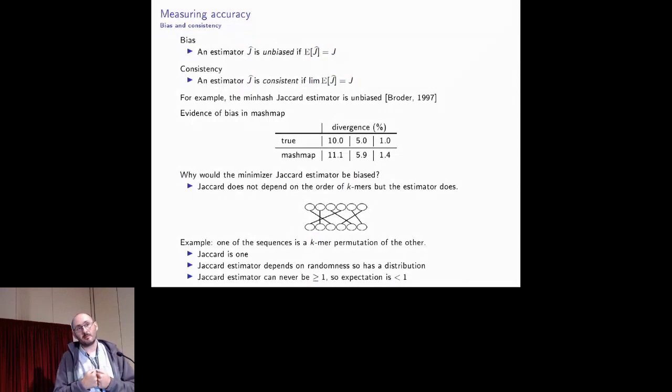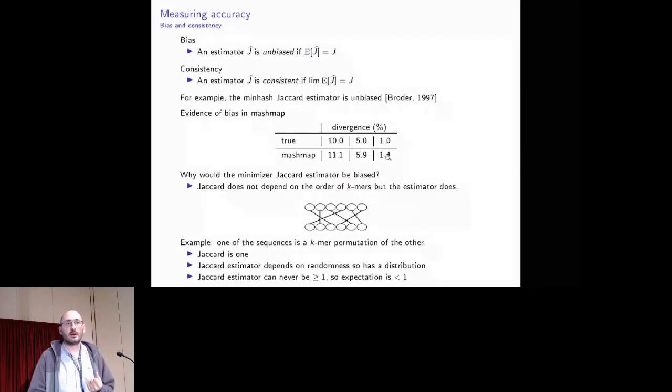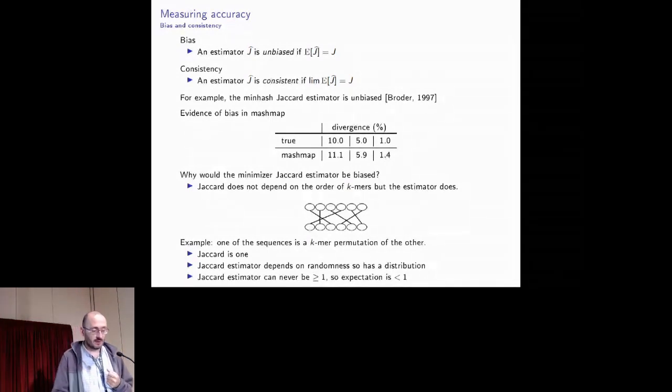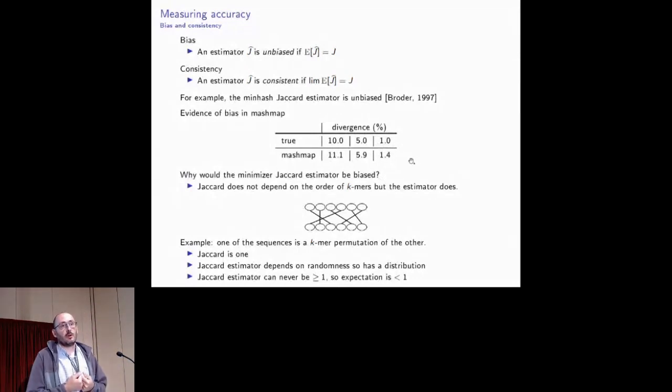Well, we looked at MashMap first to see if there's any evidence of bias in its output. And what we did is we simulated reads with a certain divergence, and we reported what divergence MashMap reported, averaged over many samples, over many simulations. And we see that there's a big bias in the output of MashMap compared to the true divergence. So now we look deeper into the estimator, the mathematical properties of the estimator itself. Why would it be biased?